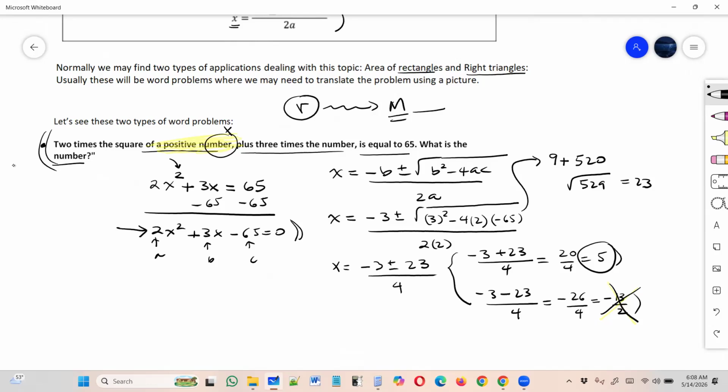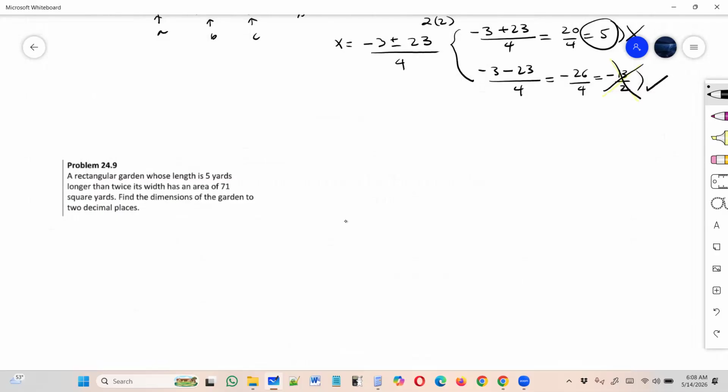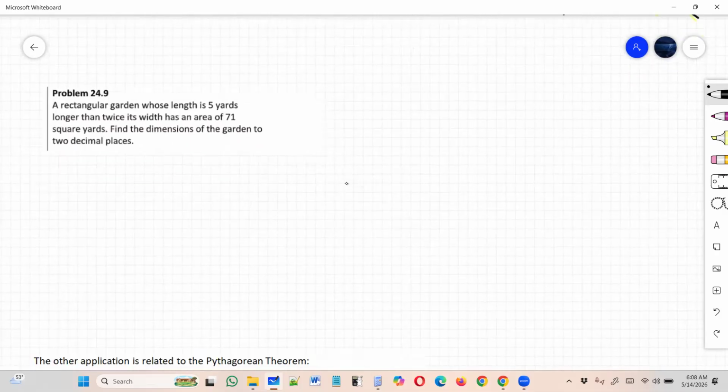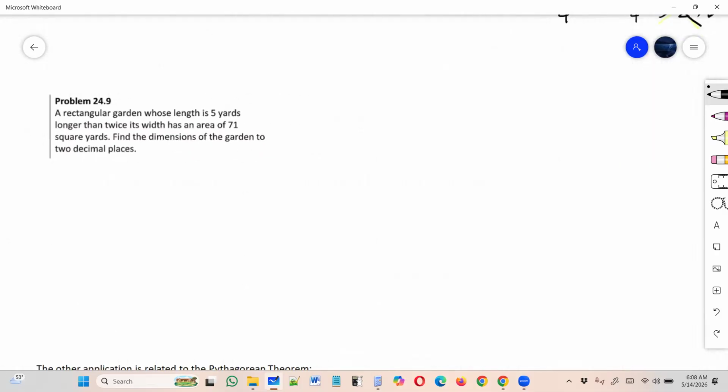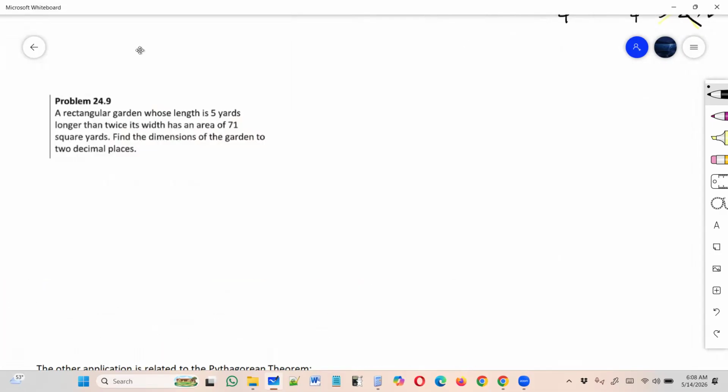If the question said the square of a negative number, then you would keep the negative, but get rid of the positive. Okay? So this is the first application, a more mathematical type of problem where no geometric pictures or figures are involved. Now, the second kind and the last one are more geometric.